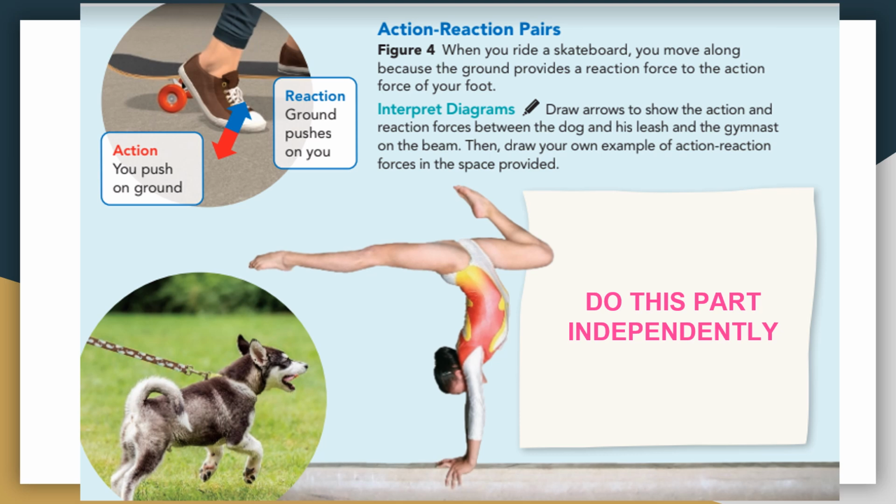Draw arrows to show the action and reaction forces between the dog and his leash and the gymnast on the beam. So we're going to do the dog and the leash. We have equal sides going in opposite directions for the dog, equal sides going up and down for the forces for the gymnast.